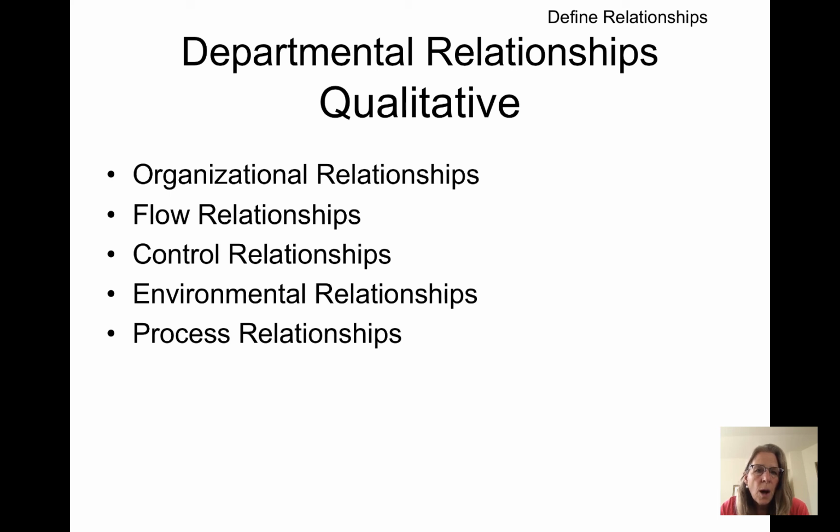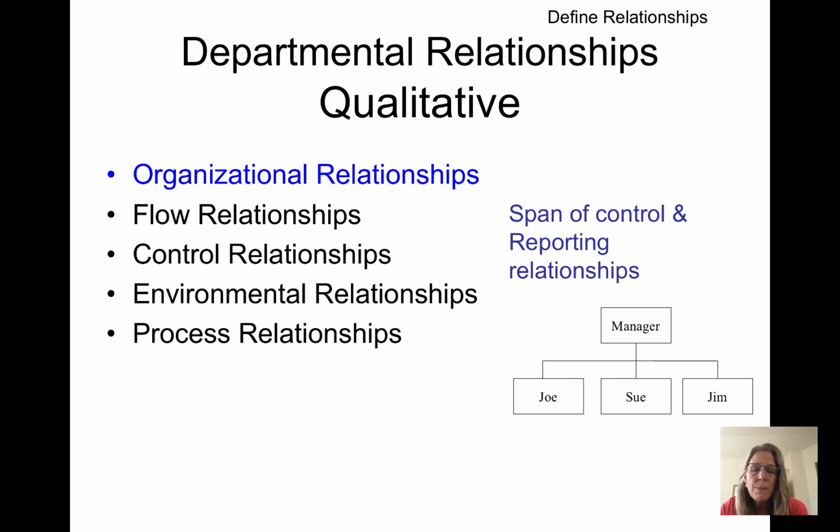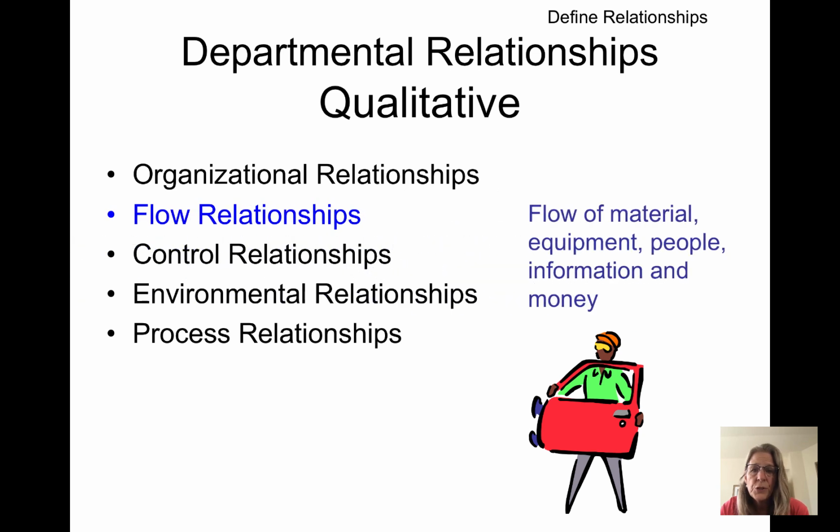So when we're looking at the qualitative aspects of it, we want to look at organizational relationships. What is the span of control? Who reports to who in a situation? Who's in the same department in a particular organization? We also want to look at flow relationships, which we've talked about, flow of material, but also equipment and people and information and money. So there could be a way that information is very, very often exchanged between two people, two workstations, or two departments, and they should be close together.